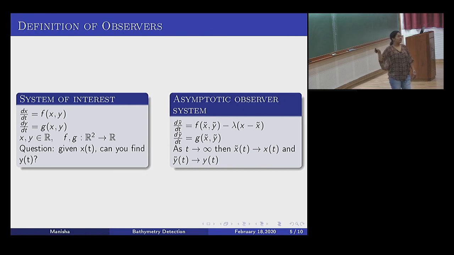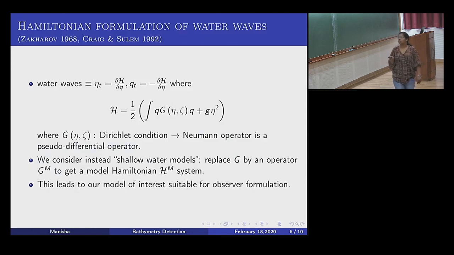So now the point is, we want to turn our system into this initial value problem, but what I showed you was a boundary value problem. So let's try to get this initial value problem from there. Thanks to Zakharov and Craig-Sulem, they gave these Hamiltonian equations for the water wave, where eta and q are canonical variables. Eta, as I have already said, is the free surface, and q is the free surface potential, with the Hamiltonian given by this, where capital G is the Dirichlet to Neumann operator.